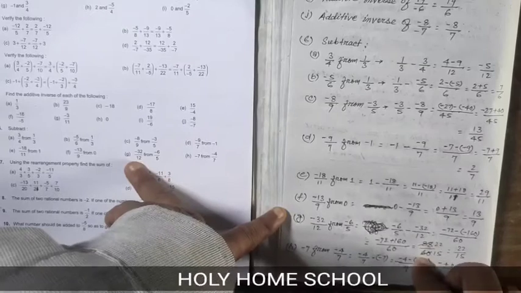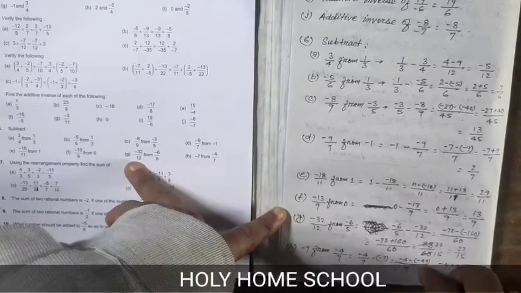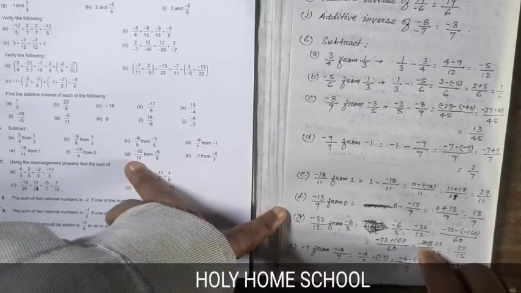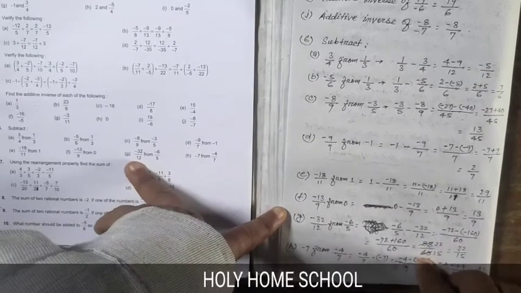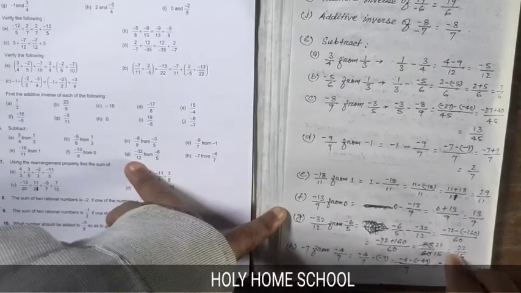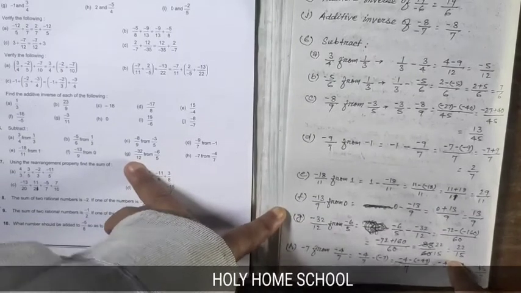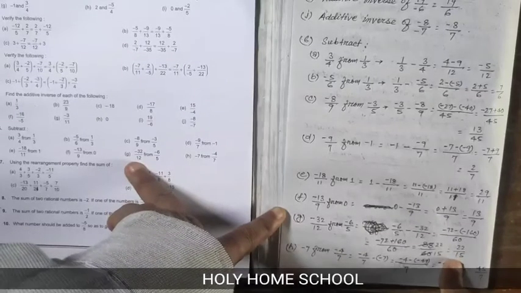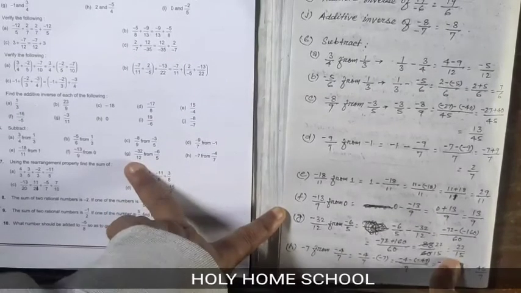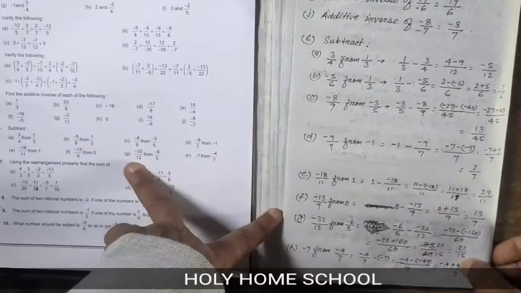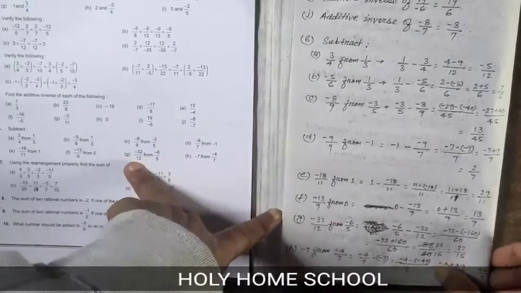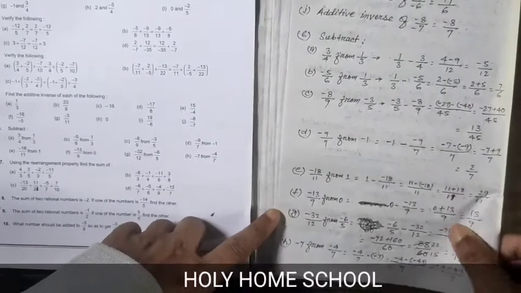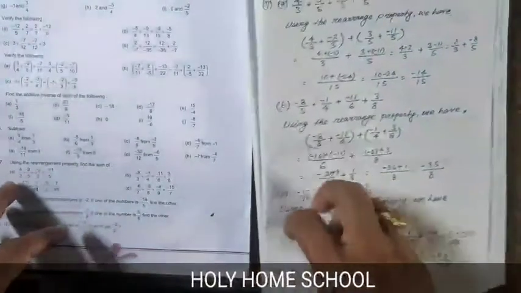88 by 60, both divided by 4. 88 divided by 4 is 22. 60 divided by 4 is 15. So in the short form, that will be 22 by 15. That is called the standard form also, 22 by 15. And all questions are solved for you in such a way.